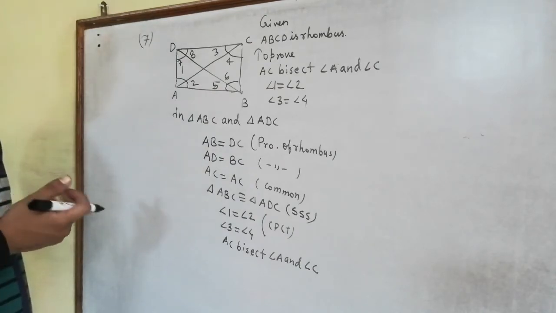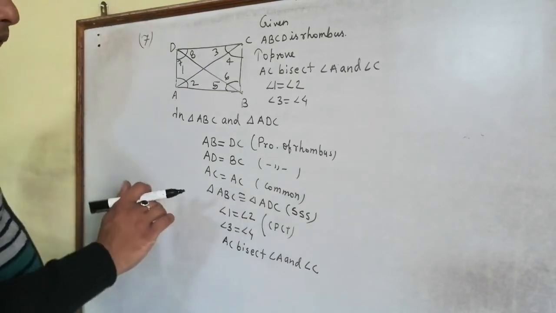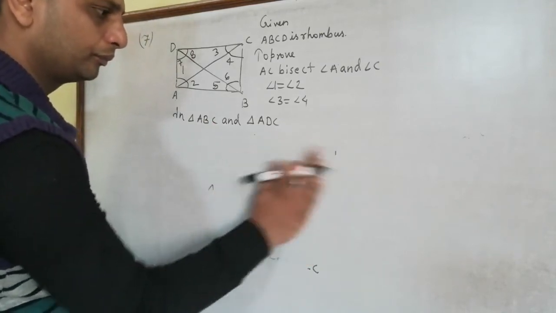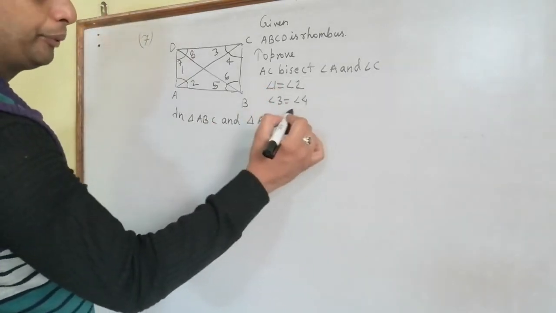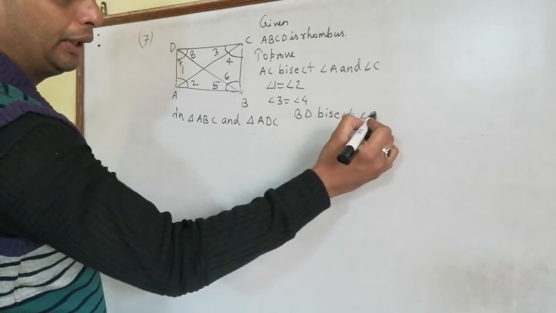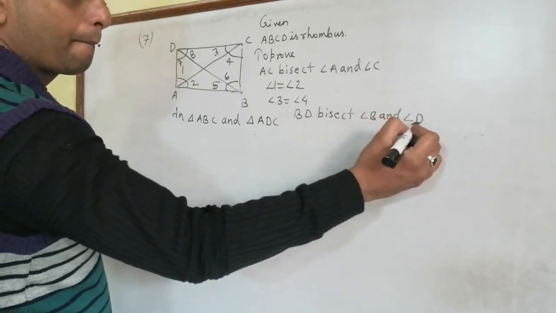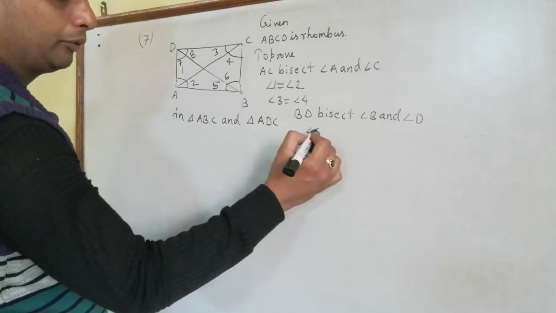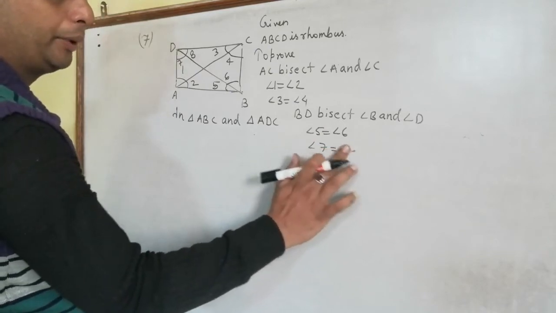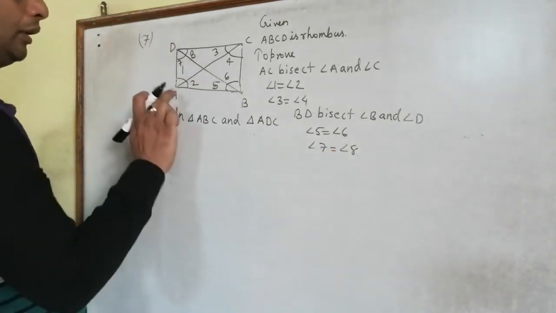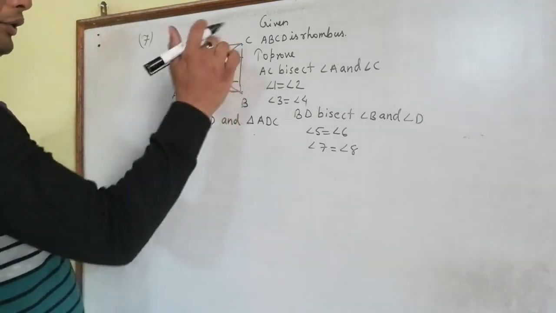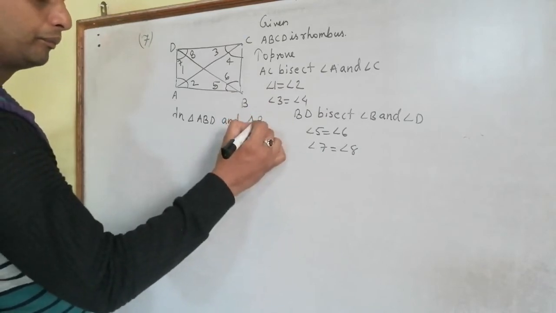So I will get 5 is equal to 8, 6 equal to 7. So now I am going to rub this. I am going to take other triangles. Now in the next part we have to prove that BD bisects angle B and D. This we have to prove. So we will prove 5 equal to 6, 7 is equal to 8. This much we have to prove. So what do we have to take? We have to take the triangles. Which triangles? We will take ABD and here this one, BCD.